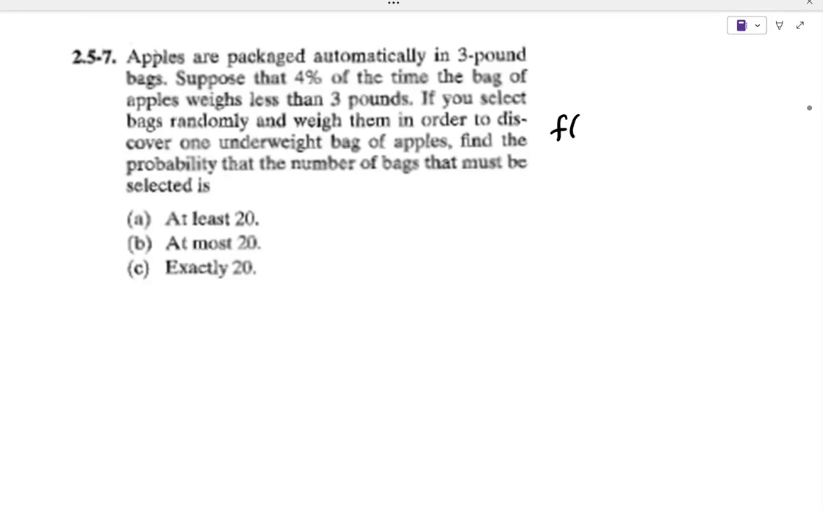So what's your PMF then for this one? 1 minus p to the x minus 1, times p. Okay, good. And success here is going to be defined as what? Yeah, finding an underweight bag, right? Probability of that happening is 0.04, so we'll have 0.96 to the x minus 1 times 0.04 will be our PMF.